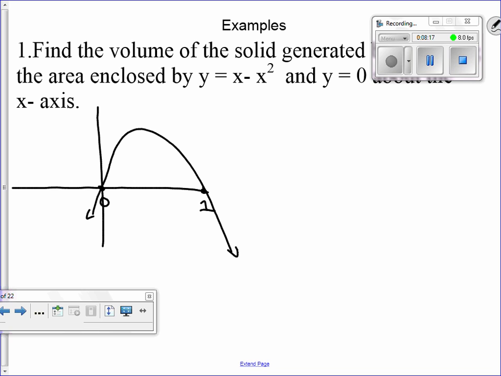So one of the graphs is y equals x minus x squared, and the other one is y equals 0. What does that look like? A line. The x-axis, right? So the first thing you have to see is the area that's enclosed by these graphs.